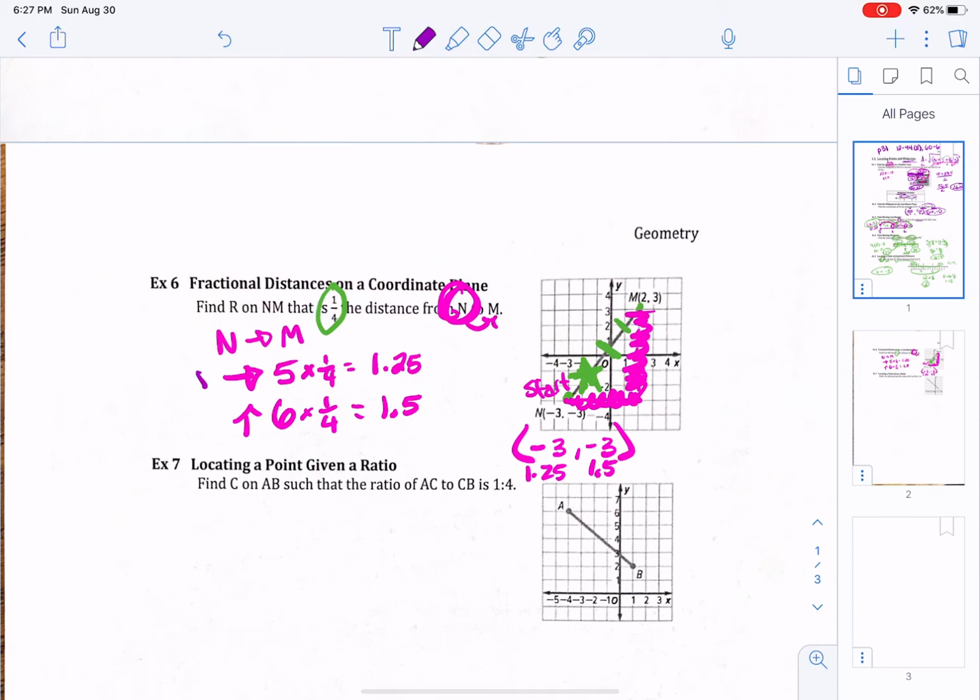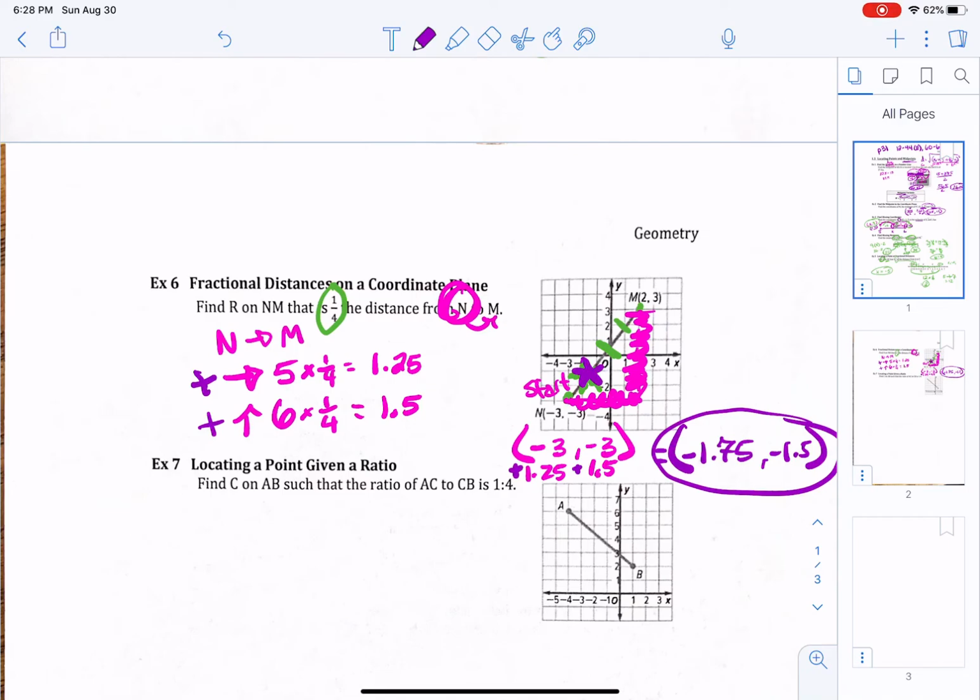Going to the right is a positive, and going up is a positive. So I'm going to be adding 1.25 and 1.5 onto those coordinates, okay? So negative 3 plus 1.25 is going to be negative 1.75, and negative 3 plus 1.5 is negative 1.5. So that's going to be my new coordinate point, which is about right here.